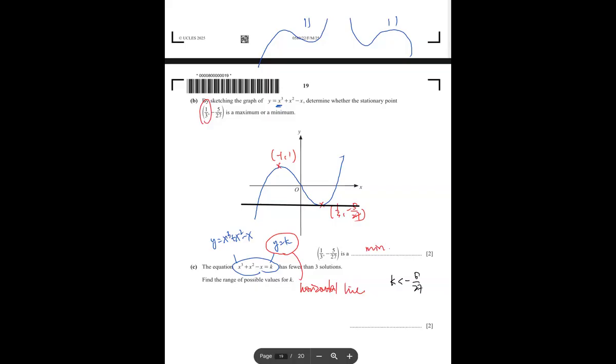Okay, the other region, same idea, is when this line is just touching the maximum point, you will have exactly 2 solutions. Any higher, you have only one solution. So the other region where you only have 2 or 1 solution is when k is higher than your maximum point. So that's the answer. That's why it's 2 marks: 1 mark for this, 1 mark for this. So the answer is actually k less than -5/27 or k greater than 1.